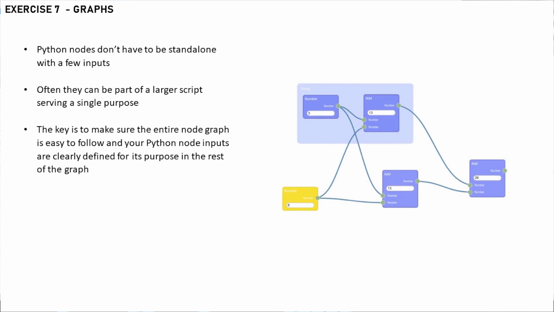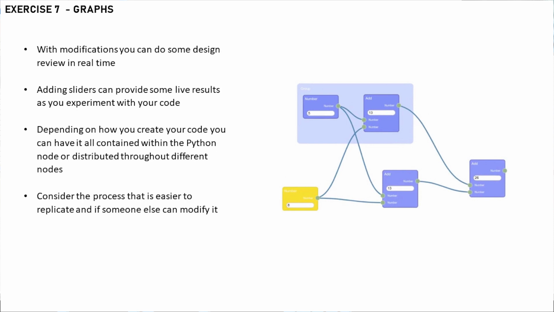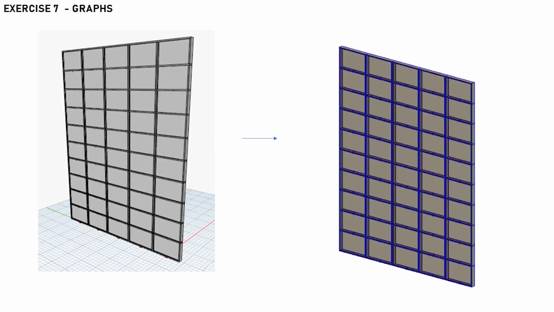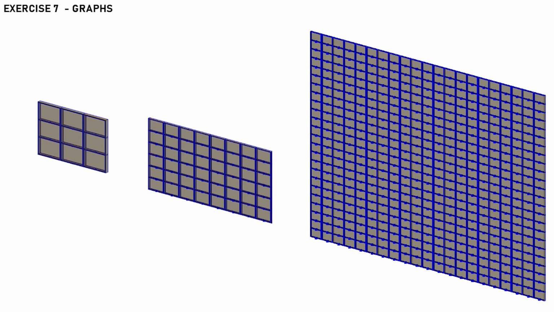The key is to make sure the entire node graph is easy to follow and define. And depending on how you create it, everything can be containing Python. That's ideal. Or you need to have multiple nodes doing different things, and you have a bit of a mixed bag. This is exercise 7. You have to use this family type loaded into the model. All this is showing you a slider that can create this curtain wall, and that can expand upon it. I can make it bigger or smaller with these sliders.